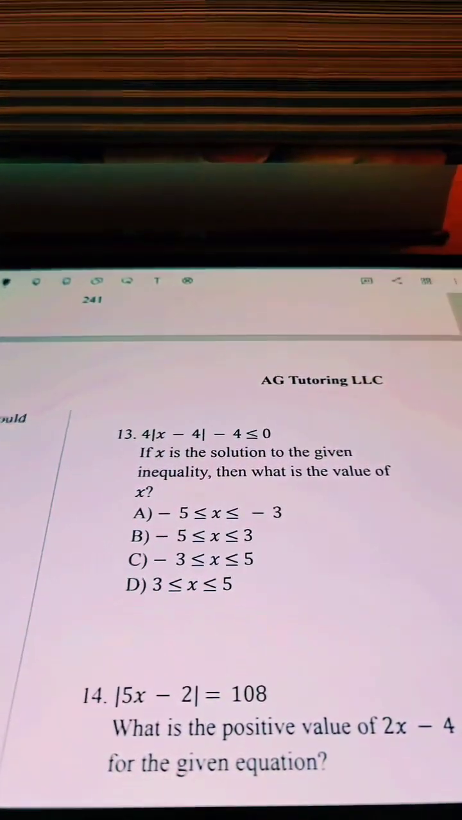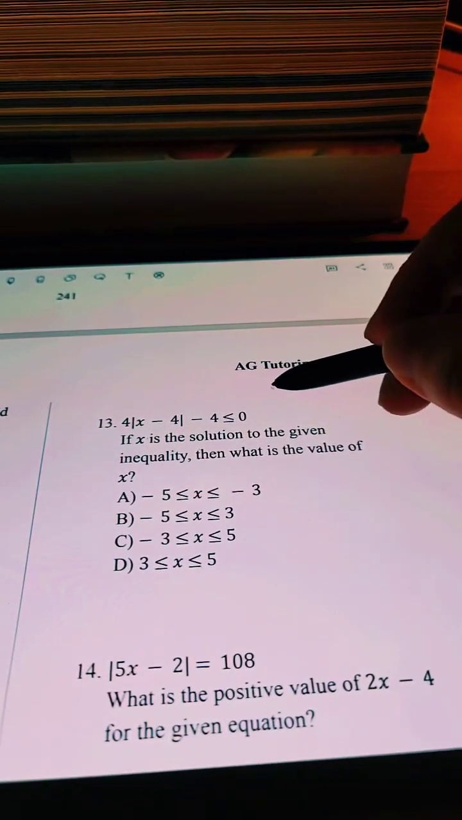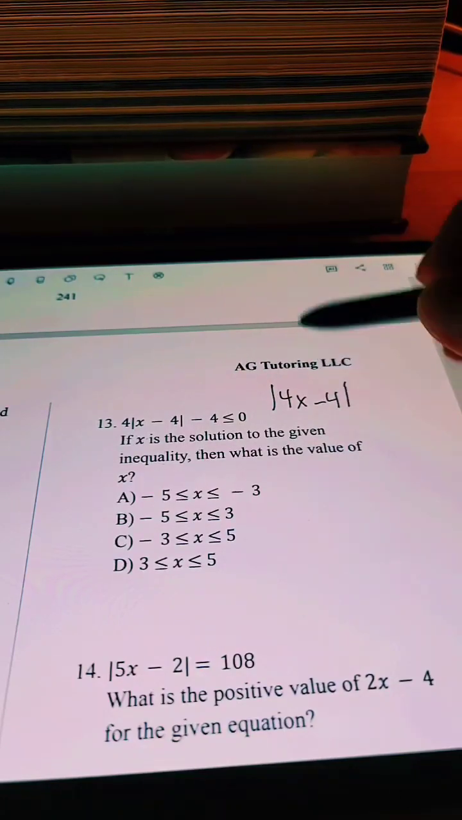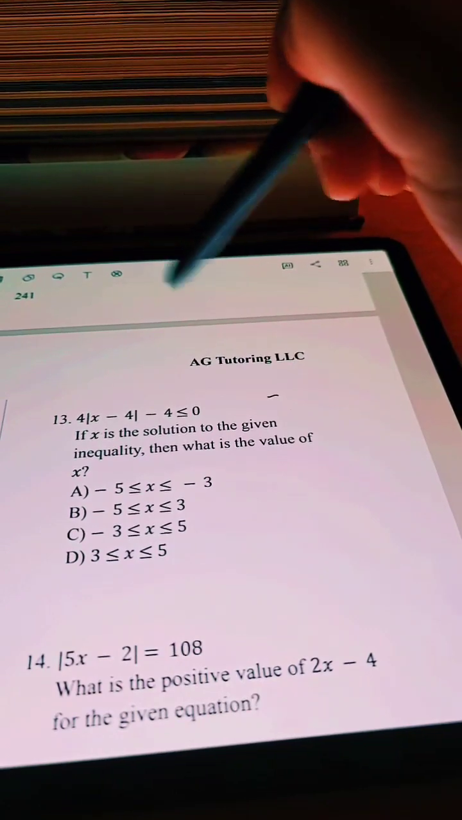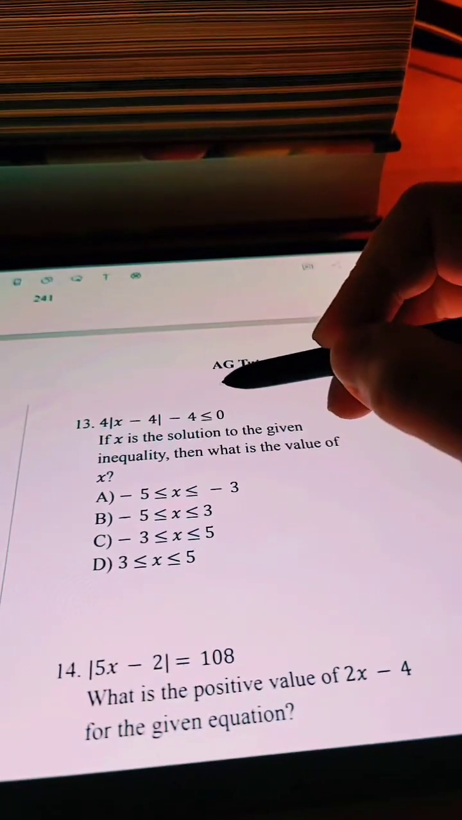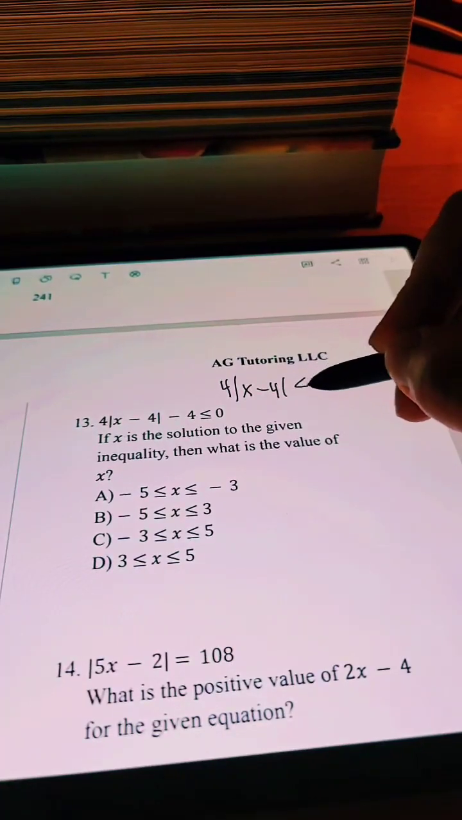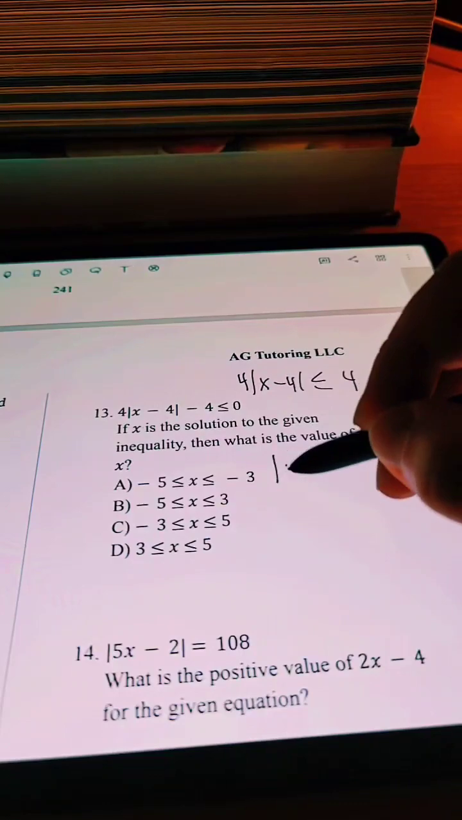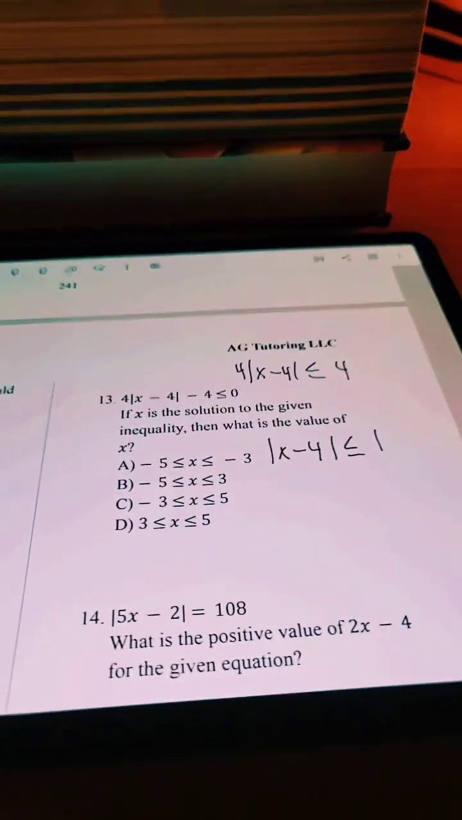Okay, so then let's go to number 13. So we're going to add 4 to each side, and then, because we're trying to get the absolute value bars by themselves. Oops, I wrote that wrong. So I'm adding 4 to each side, so then I'm just left with 4 absolute value bars, x minus 4 is less than or equal to 4, right there. Now I'm going to divide by 4, because remember, I want the absolute value bars by themselves. So then if I divide by 4, I get this.